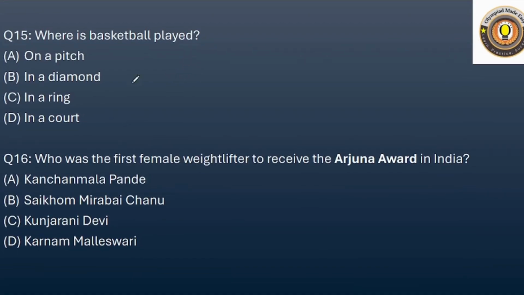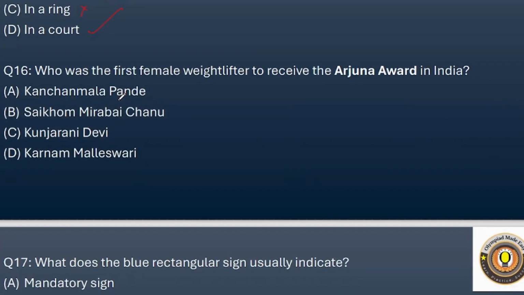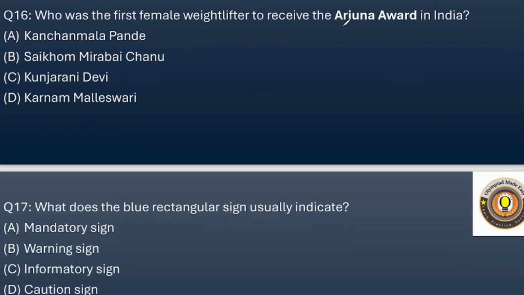Where is basketball played? On a pitch? No. In a diamond? No. In a ring? No. In a court? Yes. Who was the first female weightlifter to receive the Arjuna Award? Please note the question is about the Arjuna Award. The first female weightlifter to receive the Arjuna Award was Kunjarani Devi. So C is your answer.